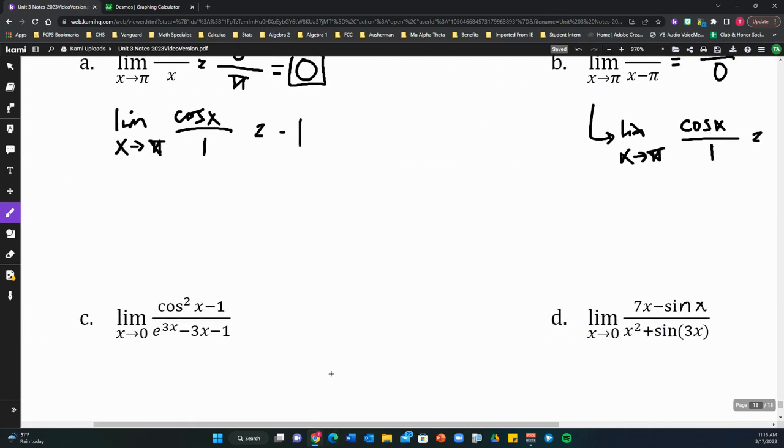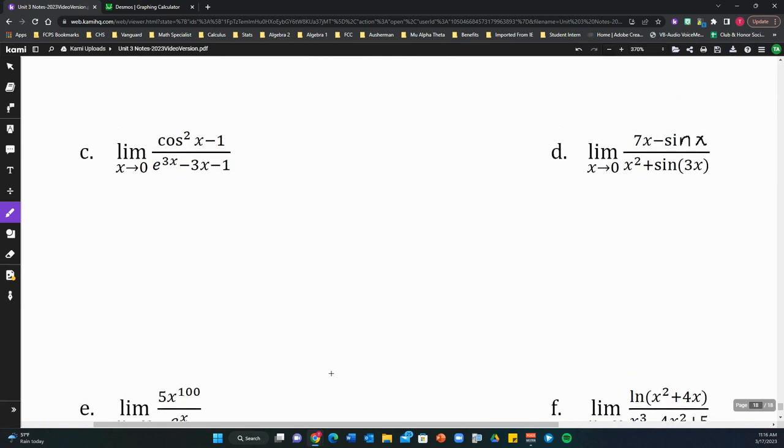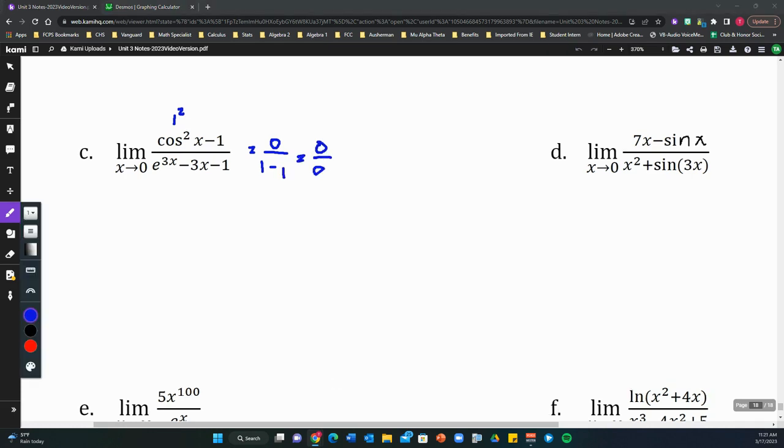All right, next one. Again, trying direct substitution right off the bat. In this case, I get cosine of 0 is 1. And then again, that 1 has to be squared here because, again, the order of operations: evaluate cosine, then square the answer. So I get 1 squared is 1, minus 1 is 0. And then on bottom, e to the 3 times 0 power is really e to the 0, or 1. Minus 3 times 0 is 0. Minus 1, also 0 over 0. All right, so we did get our indeterminate.